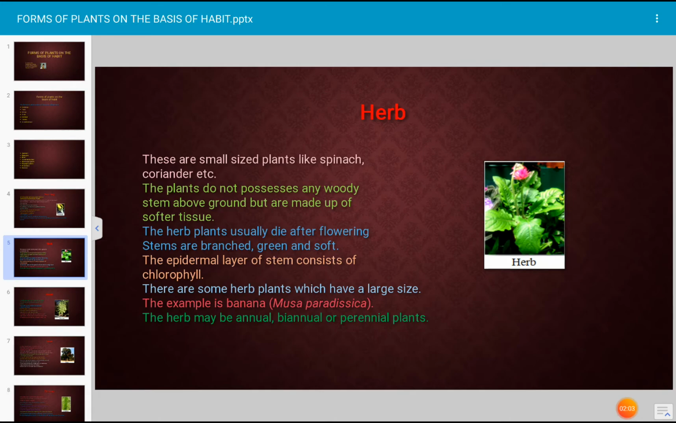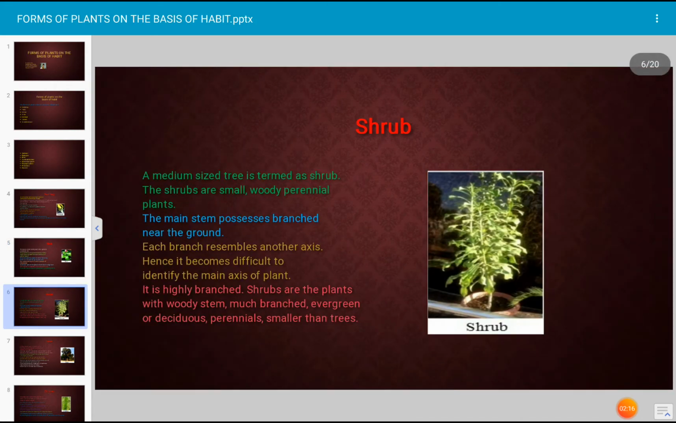There are some herb plants which have a large size. The example is banana. Banana is the largest herbaceous plant. The herb may be an annual, biennial or perennial plant. Next, shrub. What is shrub?